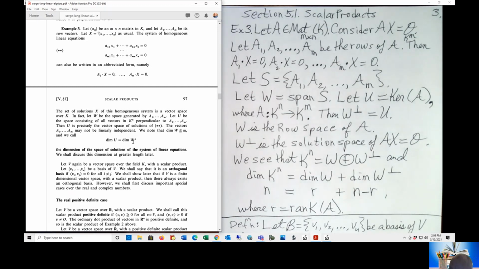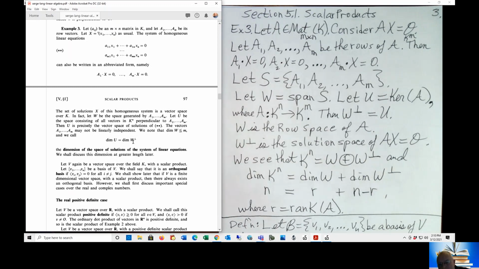Now remember, the 0 vector is in K^m. Let A sub 1, A sub 2, through A sub m be the rows of A. Then AX equals 0 can be thought of as a system of equations, A sub 1 dot X equals 0, A sub 2 dot X equals 0, through A sub m dot X equals 0. That is, the ith row of A dot product with the column vector X equal to the scalar 0.